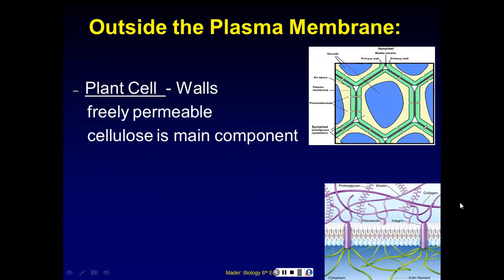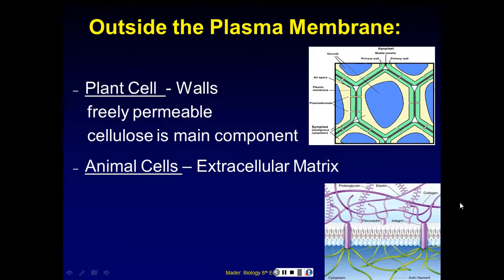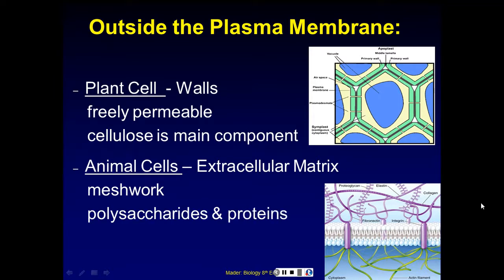Outside of an animal cell, down here, this is inside the cell and this is outside the cell. Outside the cell here, we have something that we call the extracellular matrix. Extra means outside, so we're outside the cell. It's a meshwork of lots of different types of molecules, but they are all polysaccharides and proteins. This meshwork helps keep the cells together. So what really is holding cells together?